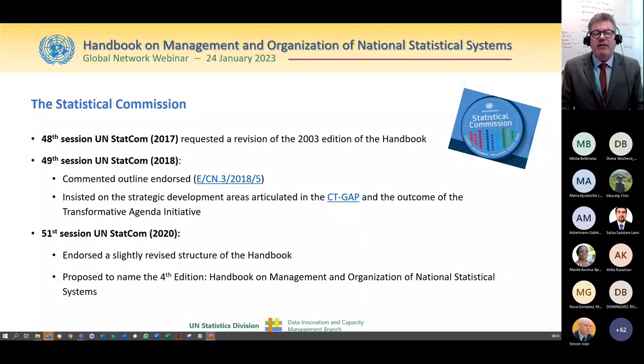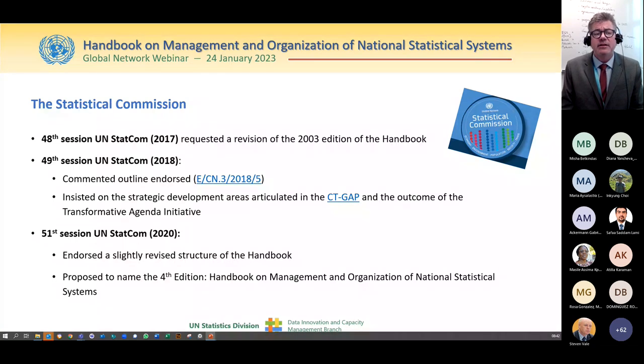So now very quickly, at the 48th session of the UN Statistical Commission in 2017, we, UNSD, were requested to revise the 2003 edition of the handbook. Actually, at the end, it was not a revision. It was much more than a revision. We rewrote the whole book. This is something we have to keep in mind, and that's why it took us so much time.